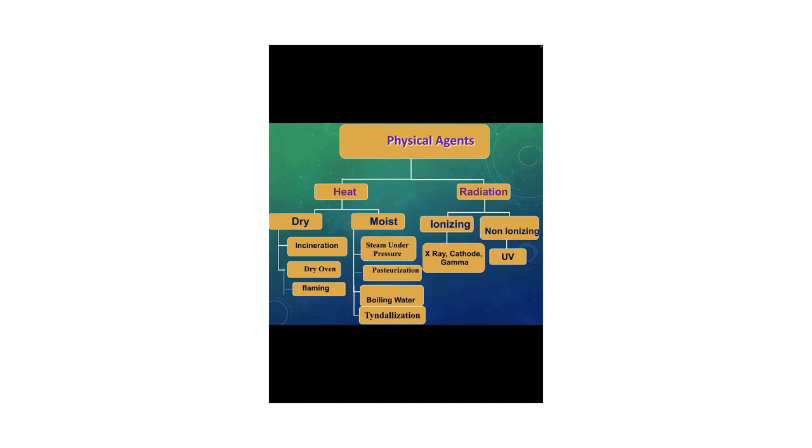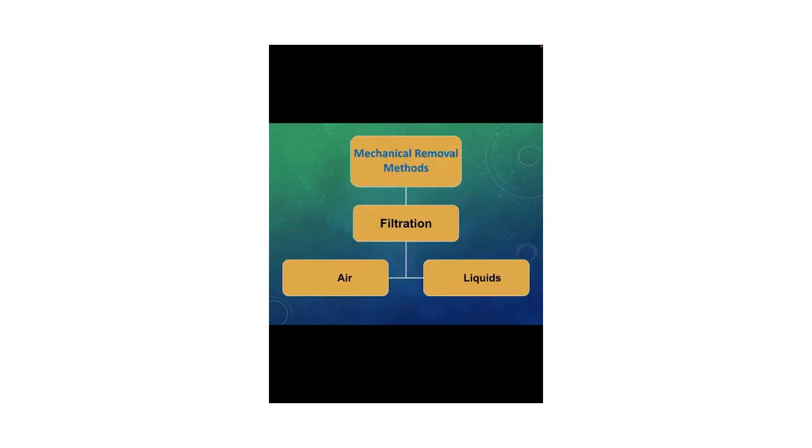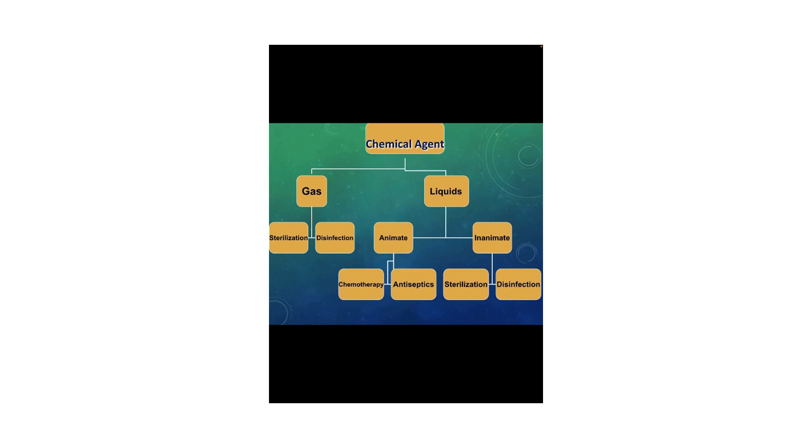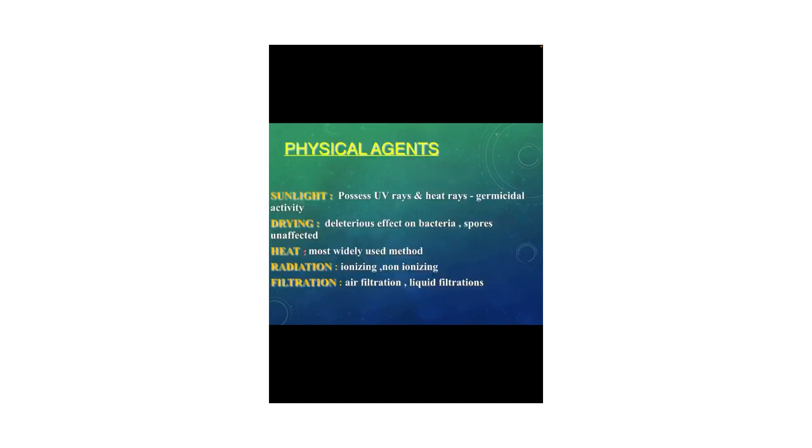In radiation, UV radiations and X-ray radiations are there. In filtration, two types of filtration methods are there: air and liquid filters. Then chemical agents are mainly used in two forms: gaseous and liquid forms. In gaseous sterilization, formaldehyde gas and hydrogen peroxide gas are mainly used. In liquid, examples are alcohol, phenols, aldehydes, biguanide, etc.